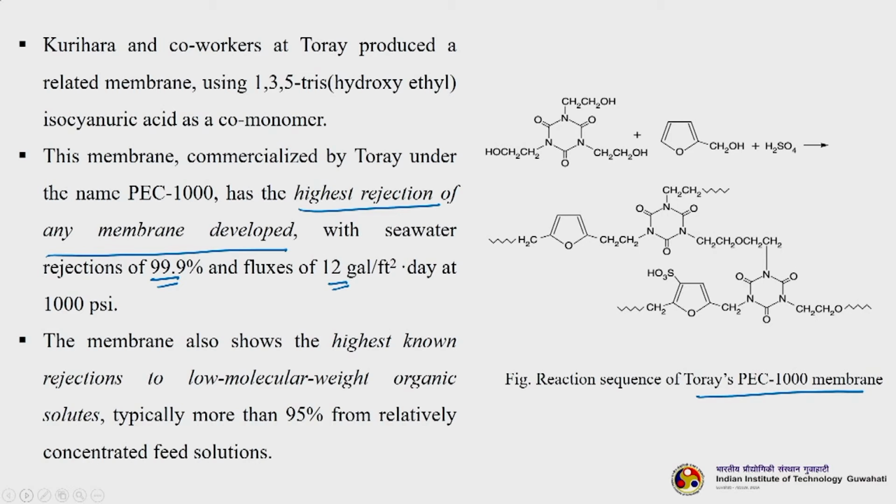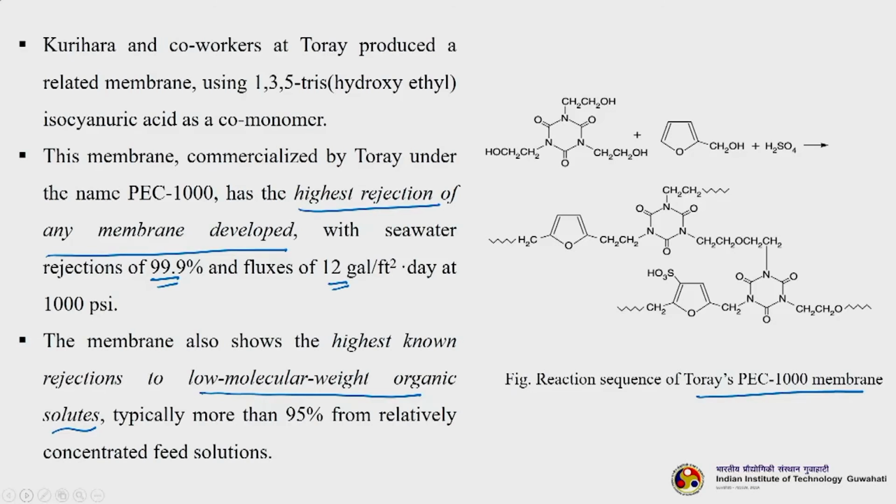The membrane also shows the highest rejections of low molecular weight organic solutes. Now, please understand, as I have been telling continuously in this lecture, that seawater, even brackish water, contains so many other lower molecular weight organic solutes. So, their rejection is also equally important, because we only want the solvent, that is the water, to flow to the permeate side. So, this particular membrane is extremely good for rejecting the low molecular weight organic solutes.